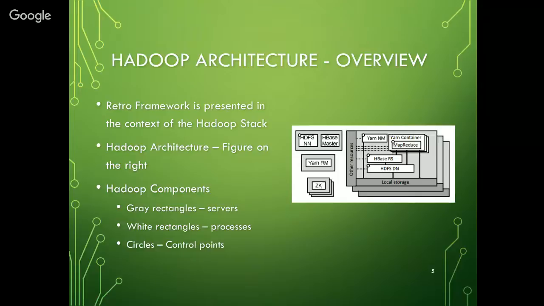So in the figure on the right, let's define what each component is. The green rectangles in this figure represent servers. The white rectangles represent processes, and the circles represent the control points, which are a big implementation part of the Retro framework.